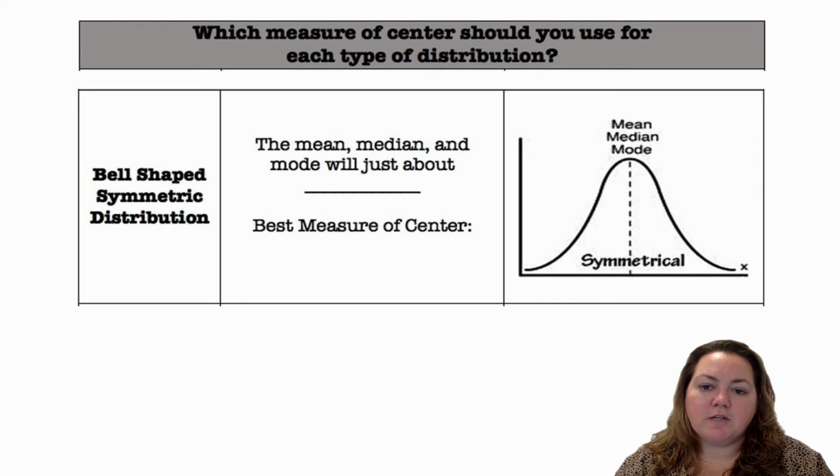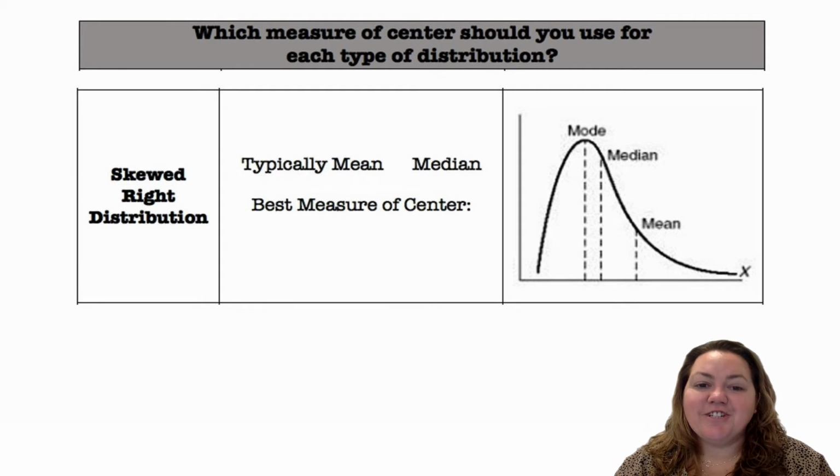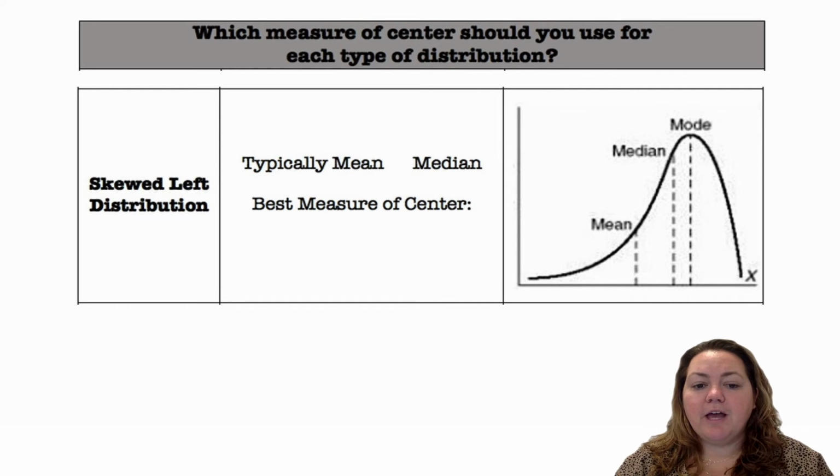All right, which measure of center should you use for each type of distribution? Well, if you have a bell-shaped symmetric distribution, the mean, the median, and the mode will just about be equal, and the best measure of center there would be the mean. If your distribution is skewed right, the mean is going to be greater than the median, and we want to use the median as our measure of center. If your distribution is skewed left, the mean is going to be less than the median, and we want to use the median. So if our distribution is skewed, you want to use the median as your measure of center.